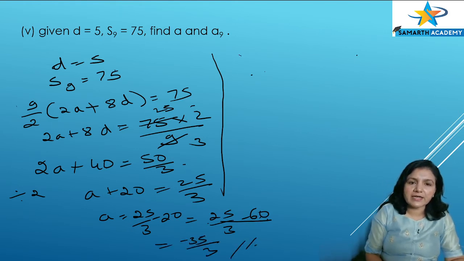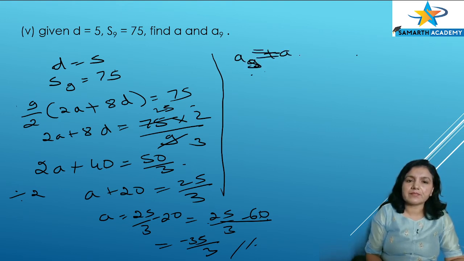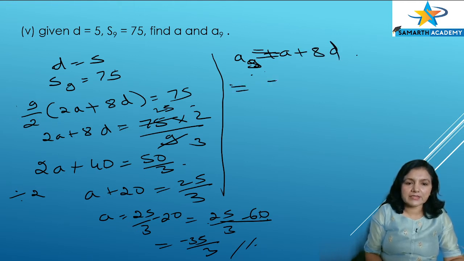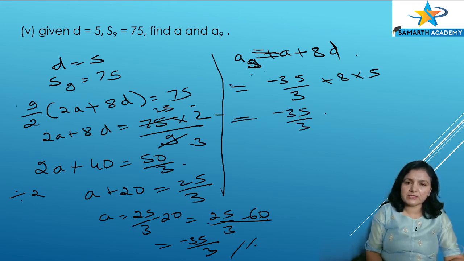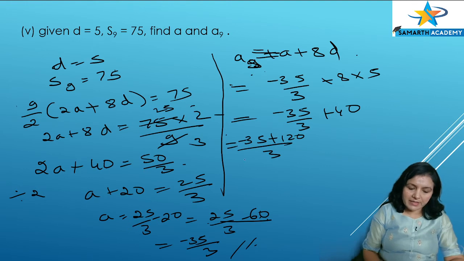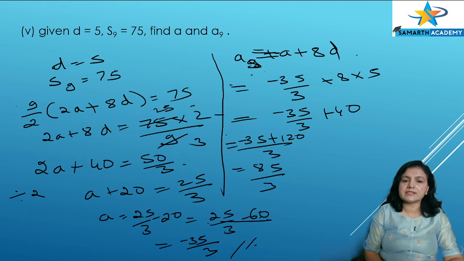Now let's find A9. A9 is A plus 8D. So A is minus 35 by 3 and D is 5. So plus 8 into 5. So this is minus 35 by 3 plus 40. Again take LCM. This becomes minus 35 plus 120 by 3. Minus 35 plus 120 is 85 by 3. This is the required answer. That is the 9th term.